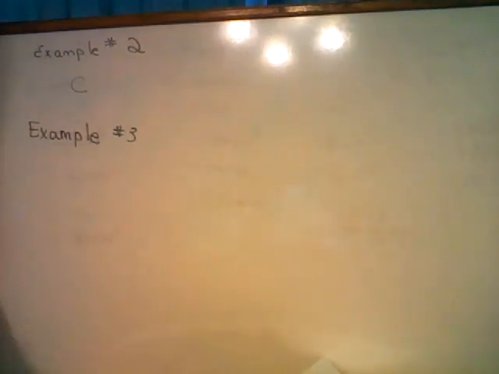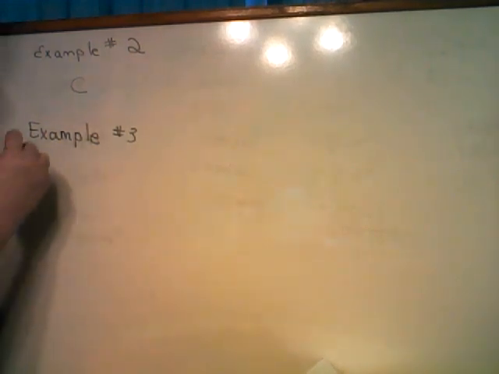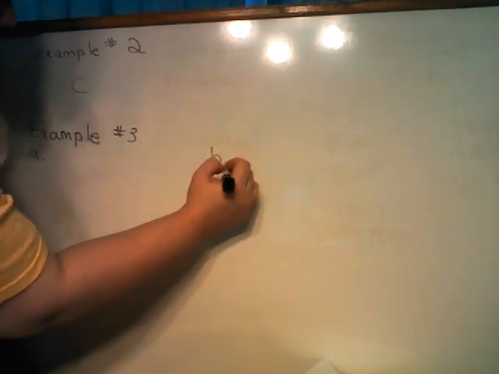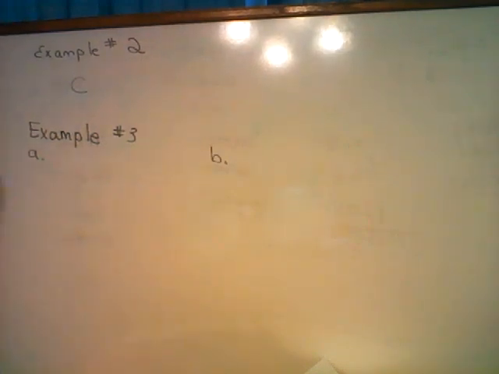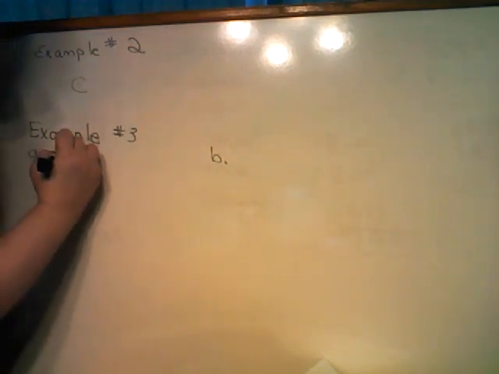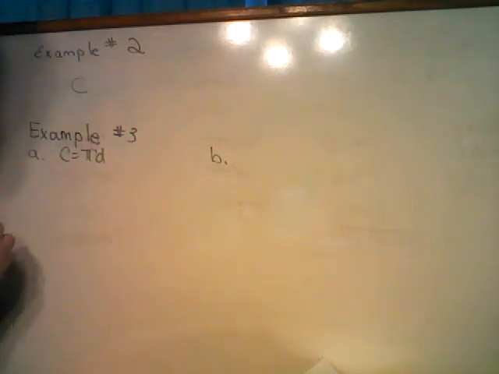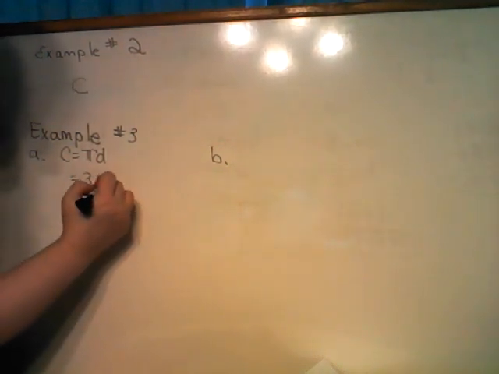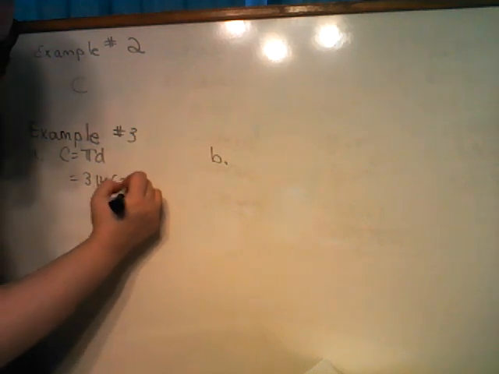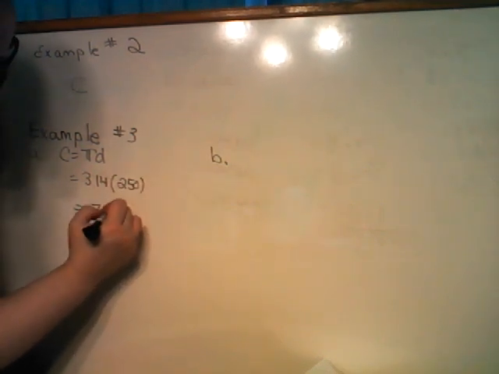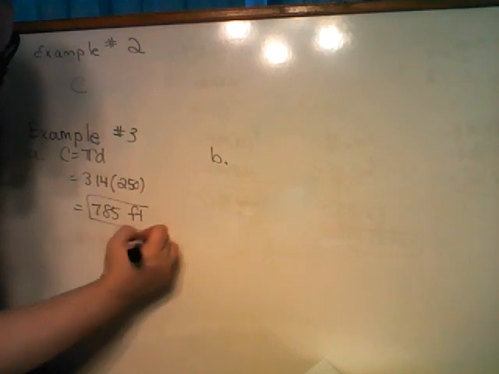Okay, example 3A, and I'll do B over here. The 1893 World's Fair in Chicago boasted the first ever Ferris wheel with a diameter of 250 feet. How far did a person travel in one revolution? So again, that is the distance around the circle. So I'm going to do pi d because I'm given diameter. So I'm going to pop in my 3.14 times 250. My product is 785 feet.